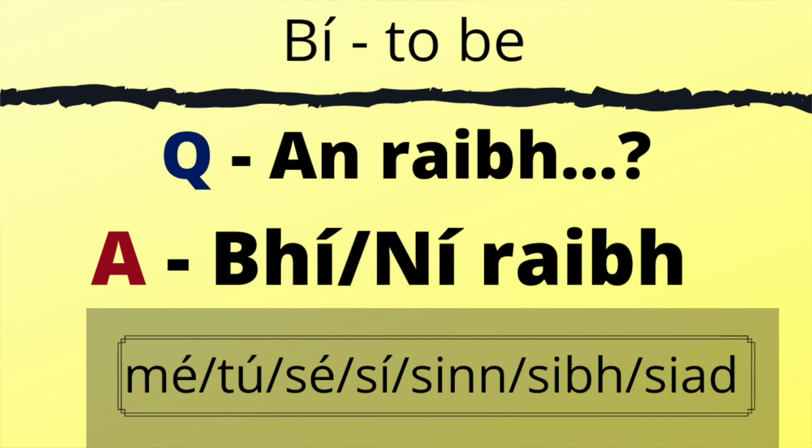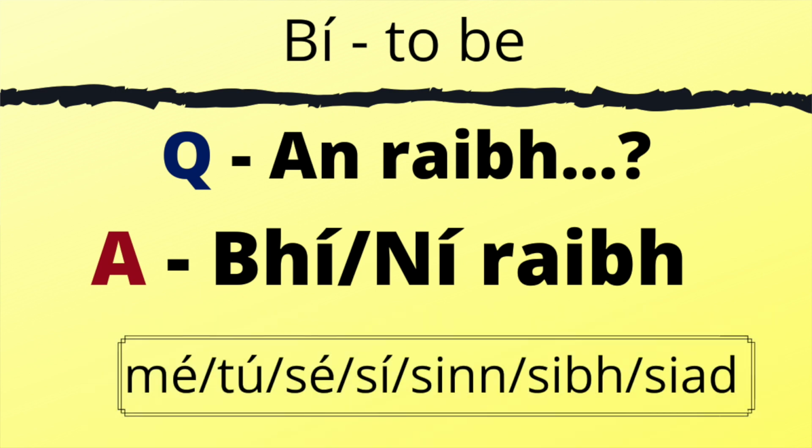Mé, tú, sé, sí, sinn, sibh and siad. These are great tools for building sentences. They mean me, you, him, her, we, you, as in more than one person, a group that is, and they.